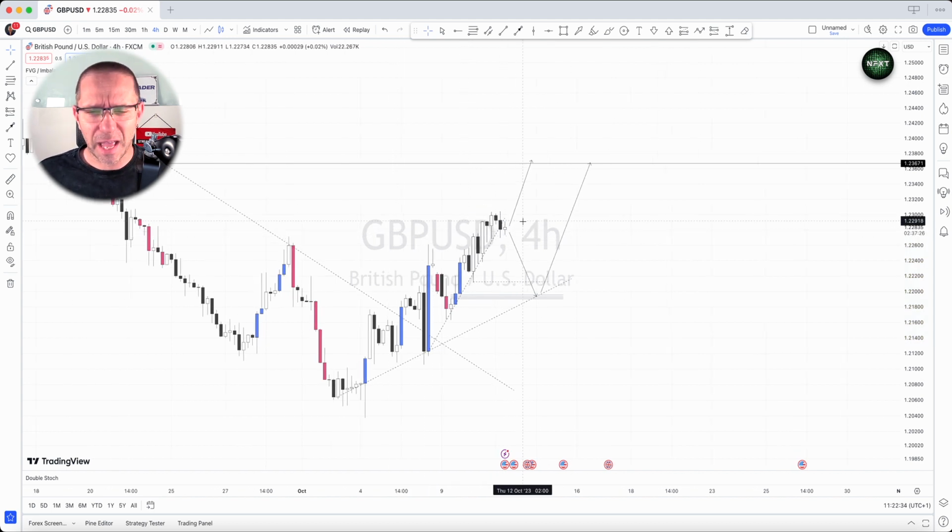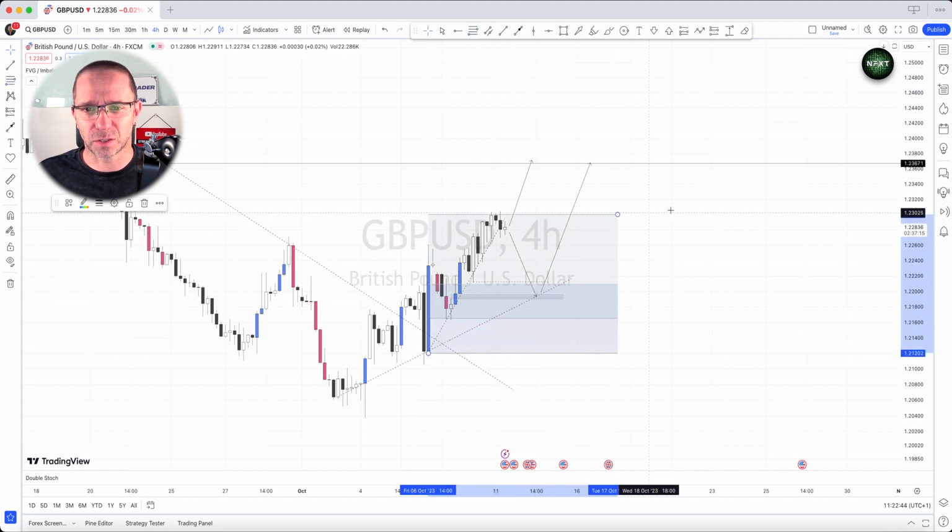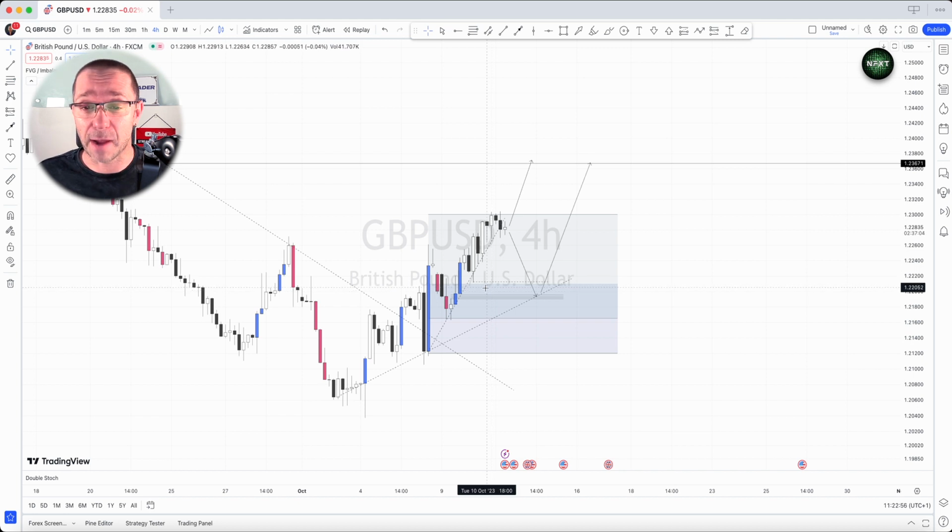Now, I'm not selling here. Why? Because I'm still expecting the price to continue higher, because we took this swing high. I'm looking for that pullback. Understanding that the market just did this, we want to be below the 0 point. This is our discount area.